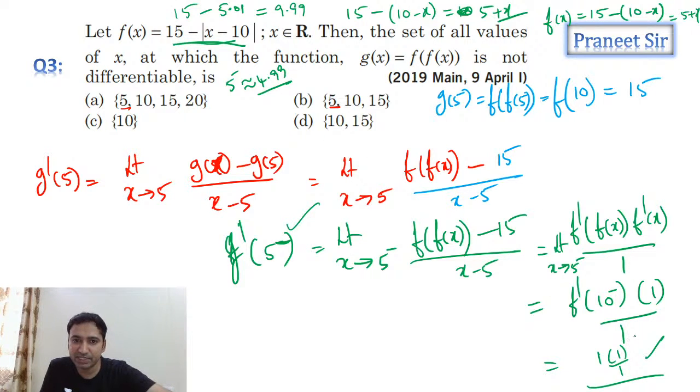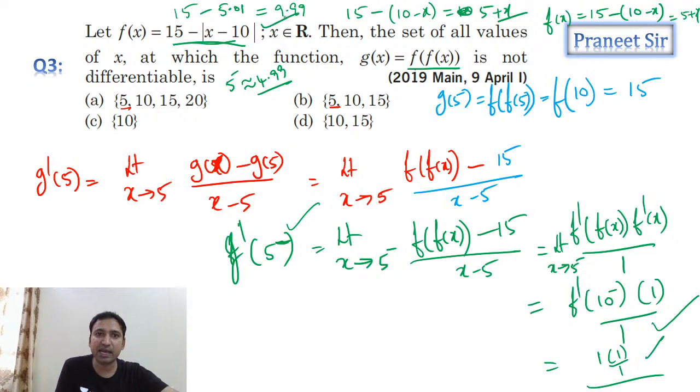Because we just now calculated the left hand derivative, we need to calculate the right hand derivative also, and check whether those are equal or not. If they are equal, it is differentiable. If they are not equal, it is not differentiable. Instead of doing all this, what you can do is calculate f of f of x and then draw the graph. So that is better.